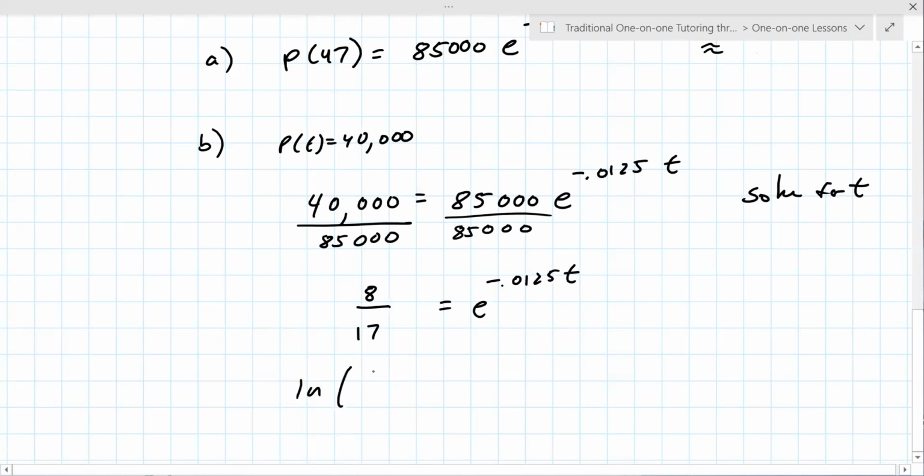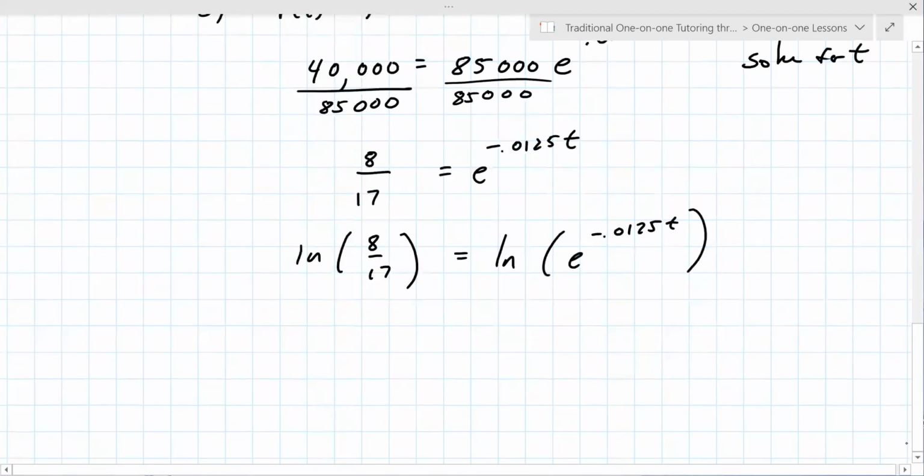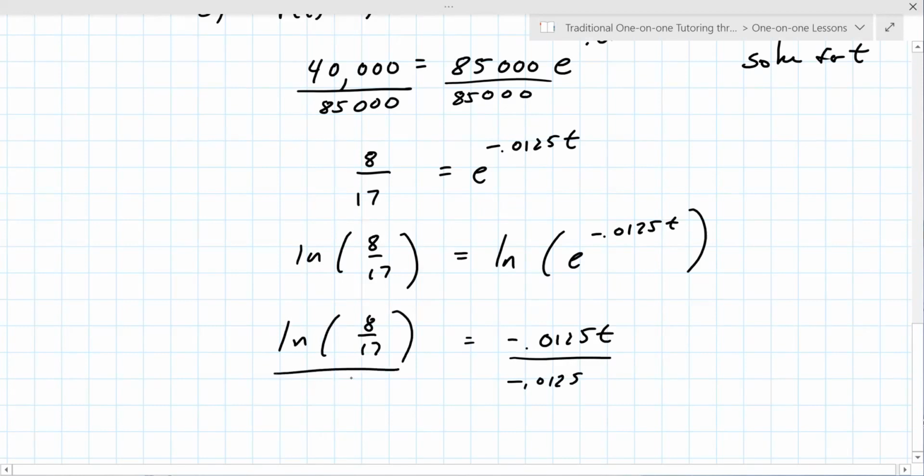You take the natural log of both sides. We'll probably be doing some of these types of problems in the next section, our next question group. On the right, the natural log and the e cancel, so it's minus 0.0125 t. And then you divide both sides by minus 0.0125. And that's your t value, whatever that becomes.